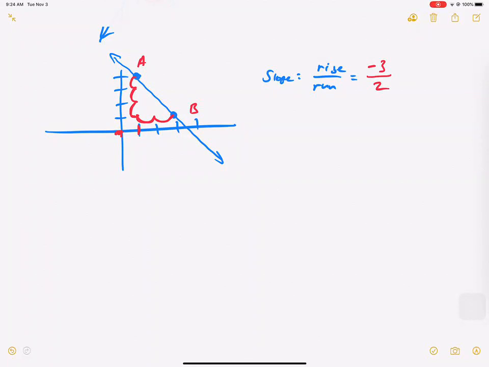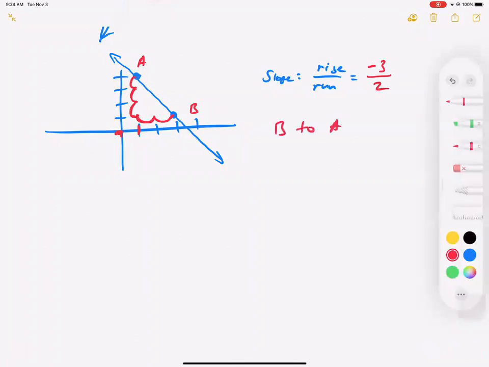But let's try something else. Let's go from B to A. If I go from B to A, would it still give me the same slope? So I'm going to change my color. Hopefully you're not colorblind like me. So let's use green. If I start from B, I'm going to go back to A. Would that give me the same slope?